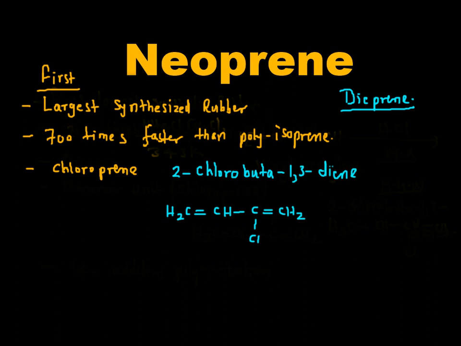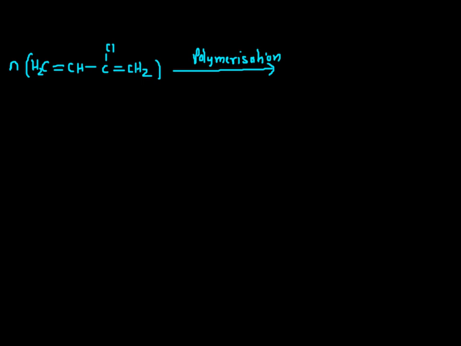Neoprene preparation takes place via 1,4 addition reaction. Let's see the structure. So we take the monomer, that is chloroprene, and it undergoes polymerization. The catalyst can be a Ziegler-Natta catalyst.